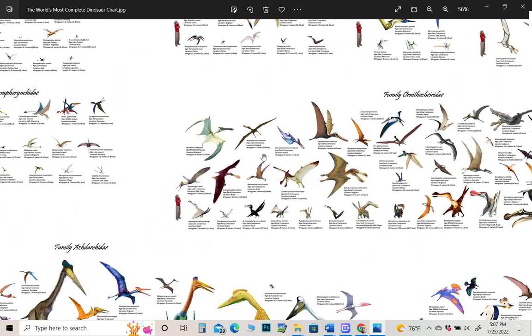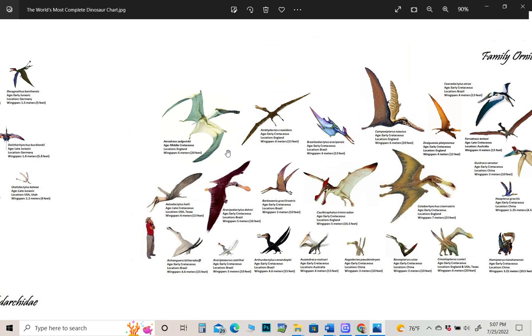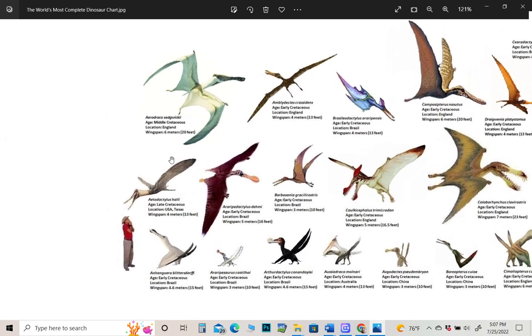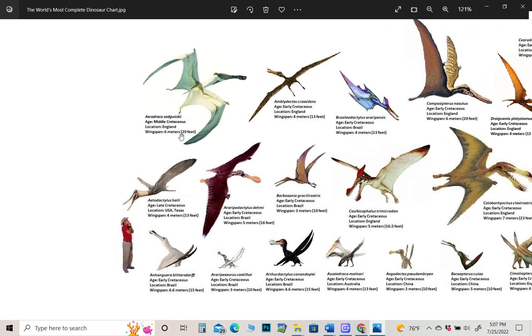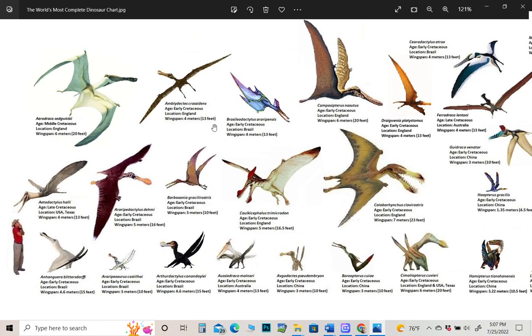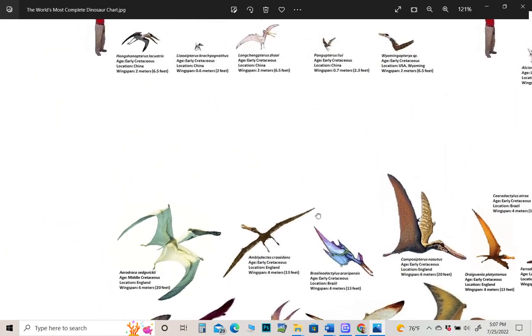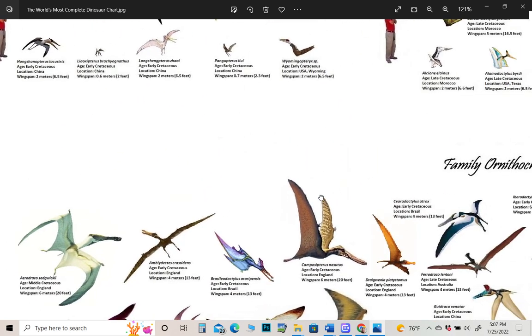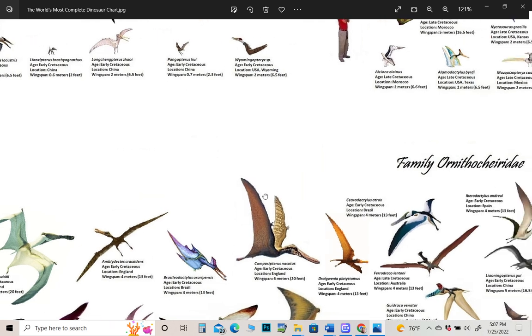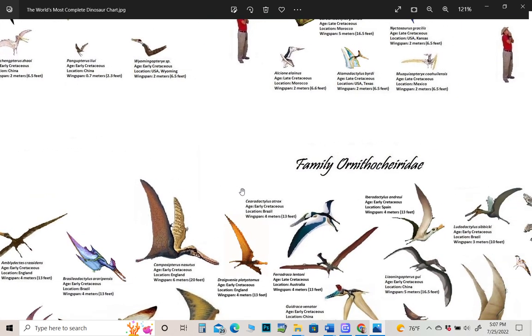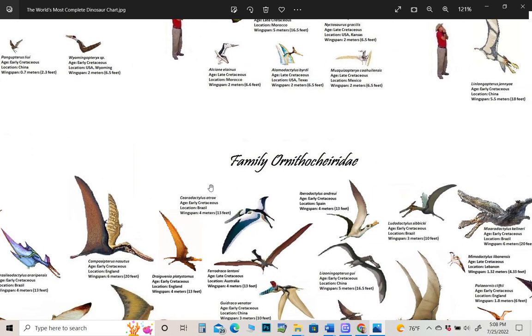And then the Ornithocheirids. This one is a bit of a jumble again, kind of like the Alamosaurus and some of the Pliosaurus and Mosasaurus and so on. But some of them are kind of lined up, so I'll try to do this here. Aerodraco, Ambiladectes, Brasileodactylus, Camposipterus, Dragonia, which was discovered this year.